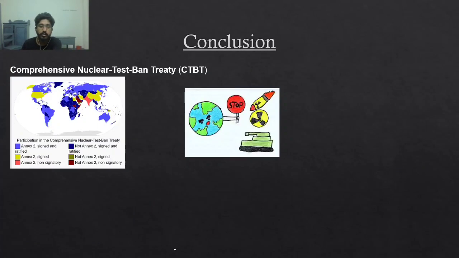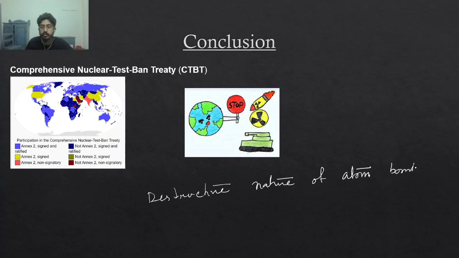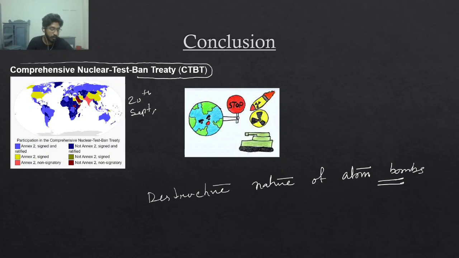So let's move forward. Now, coming to the conclusion, seeing the destructive nature of atom bombs, the Comprehensive Nuclear Test Ban Treaty was formed, which was then accepted by the UN General Assembly on 20th of September 1996.